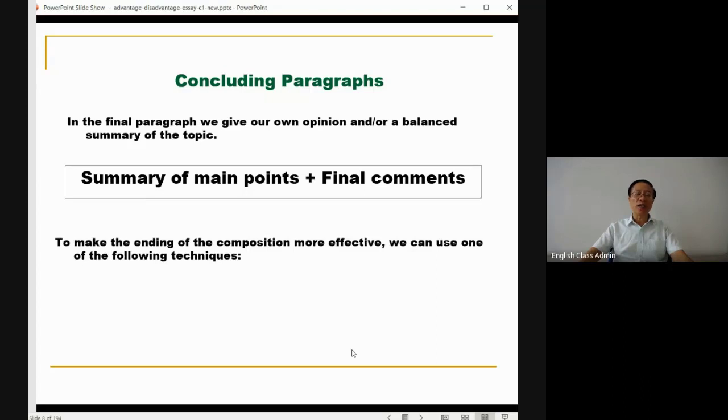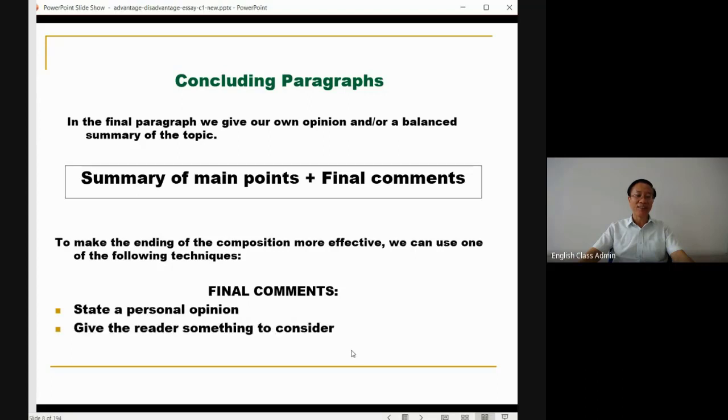Many of you are not sure how to write the final comment, so I'm going to give you some techniques. For the final comment, you can say your personal opinion, or you can give the reader something to consider, or sometimes you can use a suitable quotation.